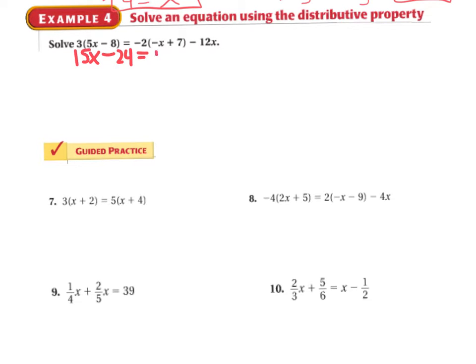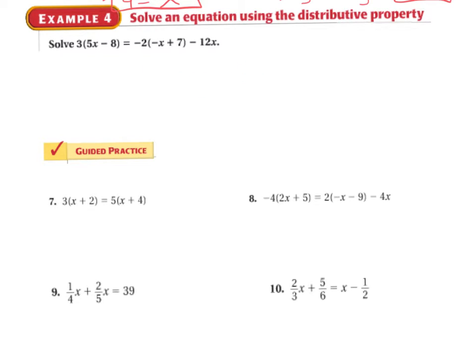On the right side, you're going to end up with a positive 2x, and a negative 2 times 7 is a negative 14. And then I have that negative 12x dangling out there, which I have to write down. Your next step: you have x's all over the place, but I have some that are on the same side of the equal sign. This is called combining like terms.